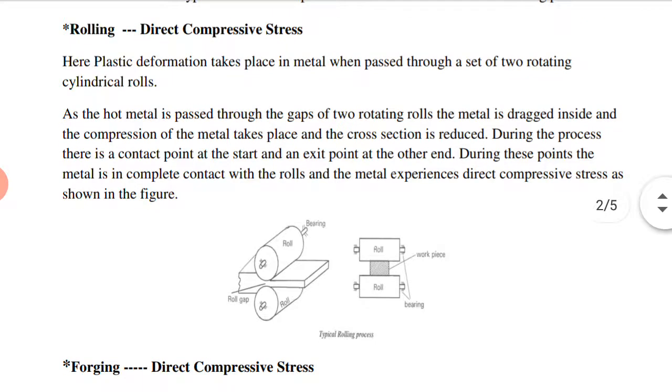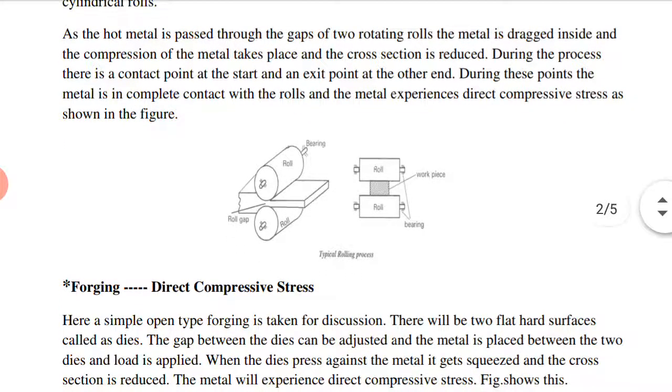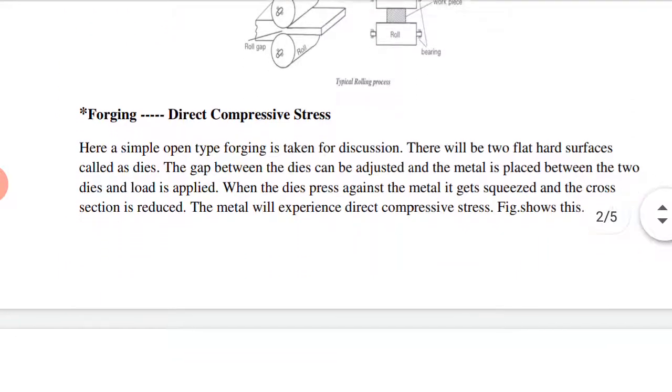During the process there is a contact point at the start and an exit point at the other end. During these points the metal is in complete contact with the rolls and the metal experiences direct compressive stress as shown in the figure.